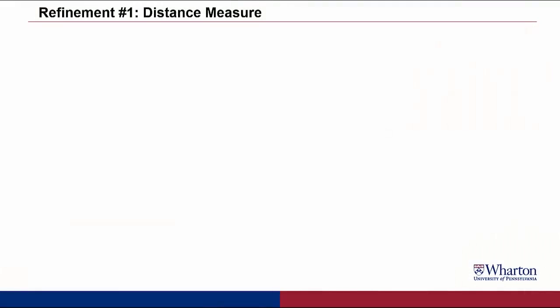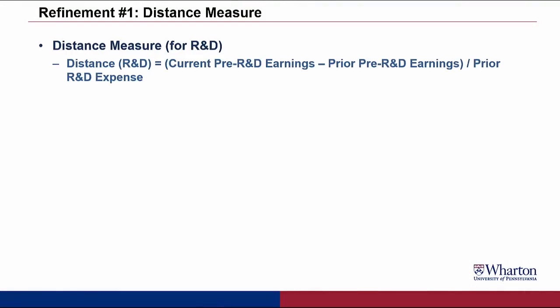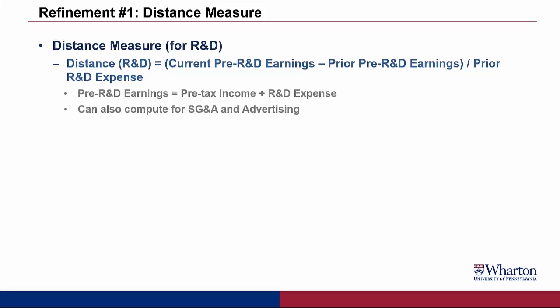Let's take a look at how to calculate the distance measure, and we'll look at R&D first. So the distance measure is equal to the current period's pre-R&D earnings minus the prior year's pre-R&D earnings, all divided by the prior R&D expense. When I say pre-R&D earnings, what I mean is the pre-tax income plus R&D expense. So we remove R&D from pre-tax income to see what the income would be without any R&D spending. And then you can also do this for SG&A and advertising. You just replace R&D with one of those two.